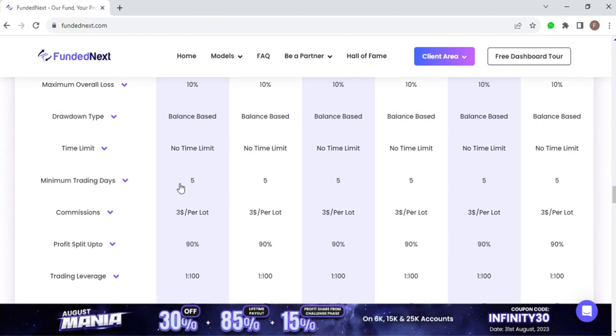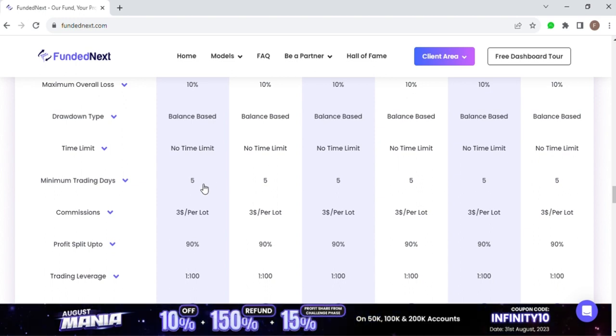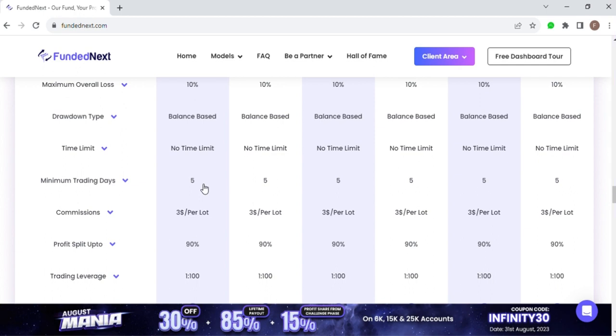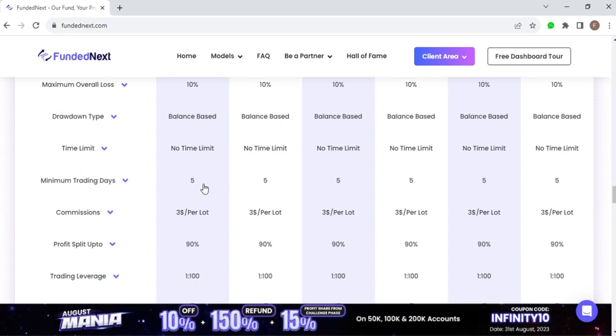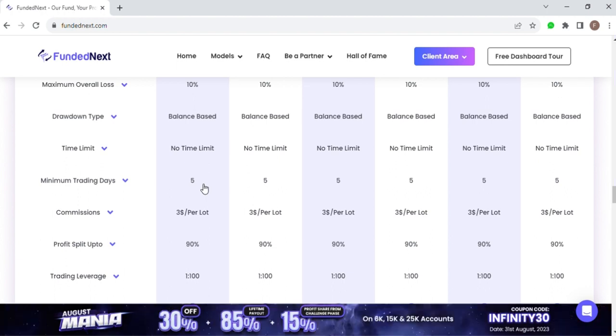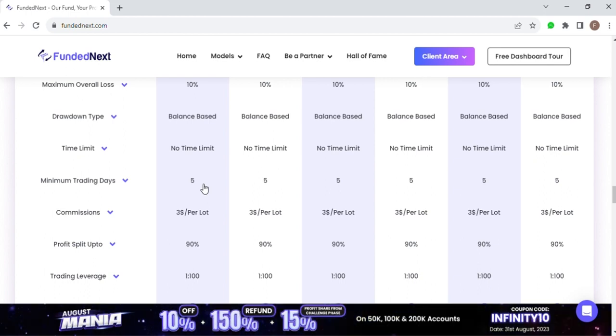And also, minimum trading days. So minimum trading days is just 5 days. You have to trade for 5 days. For example, if you pass the phase within a 3 days period, you're expected to take 2 extra days to trade. You understand? And one thing I always advise people is to use the lowest lot size you have, just execute a market order and close it immediately. So that one is going to be okay.